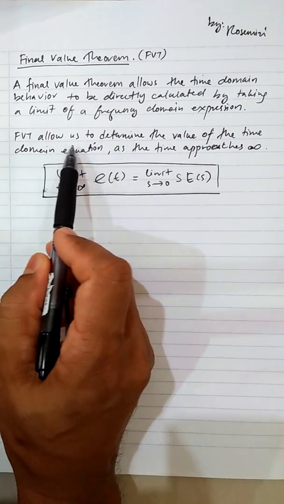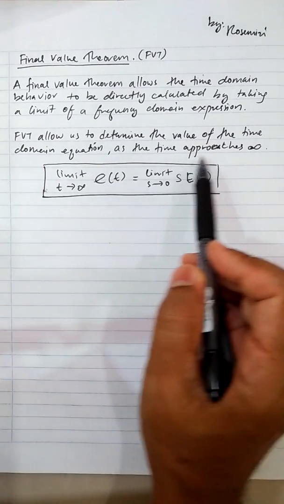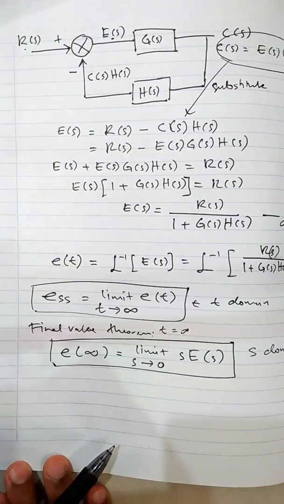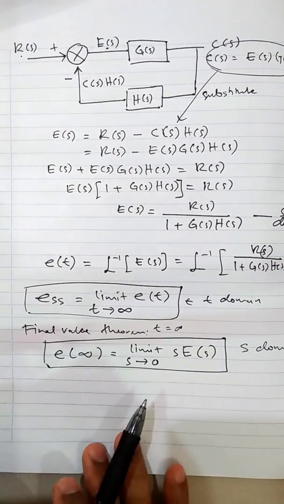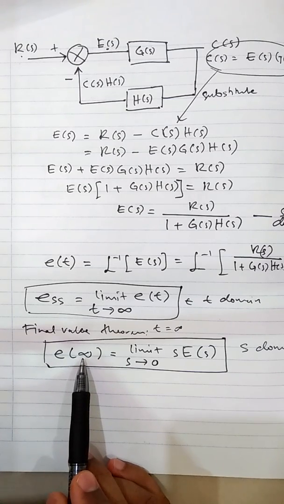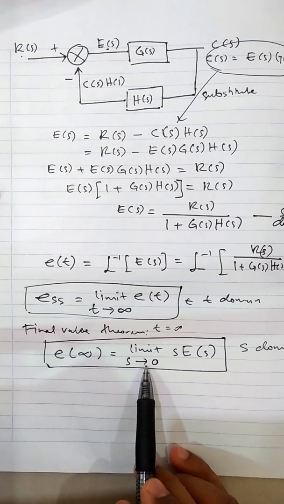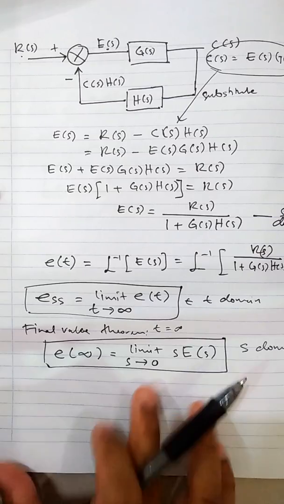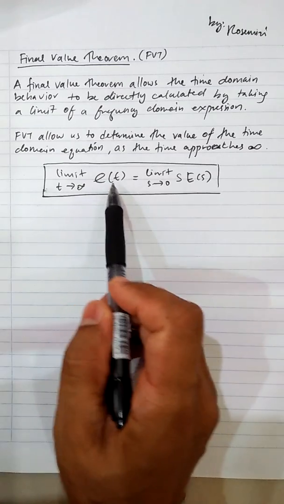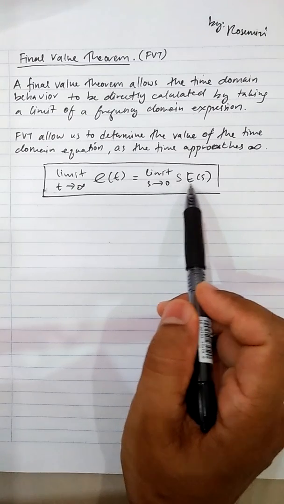Final value theorem allows us to determine the value of the time domain equation as the time approaches infinity. So go back to our previous note. Final value theorem states that when time approaches infinity, we can also use the S domain equation, limit s approaching 0. This is the equation: limit time approaching infinity for the time domain, and this one is limit s approaching 0 for the S domain.